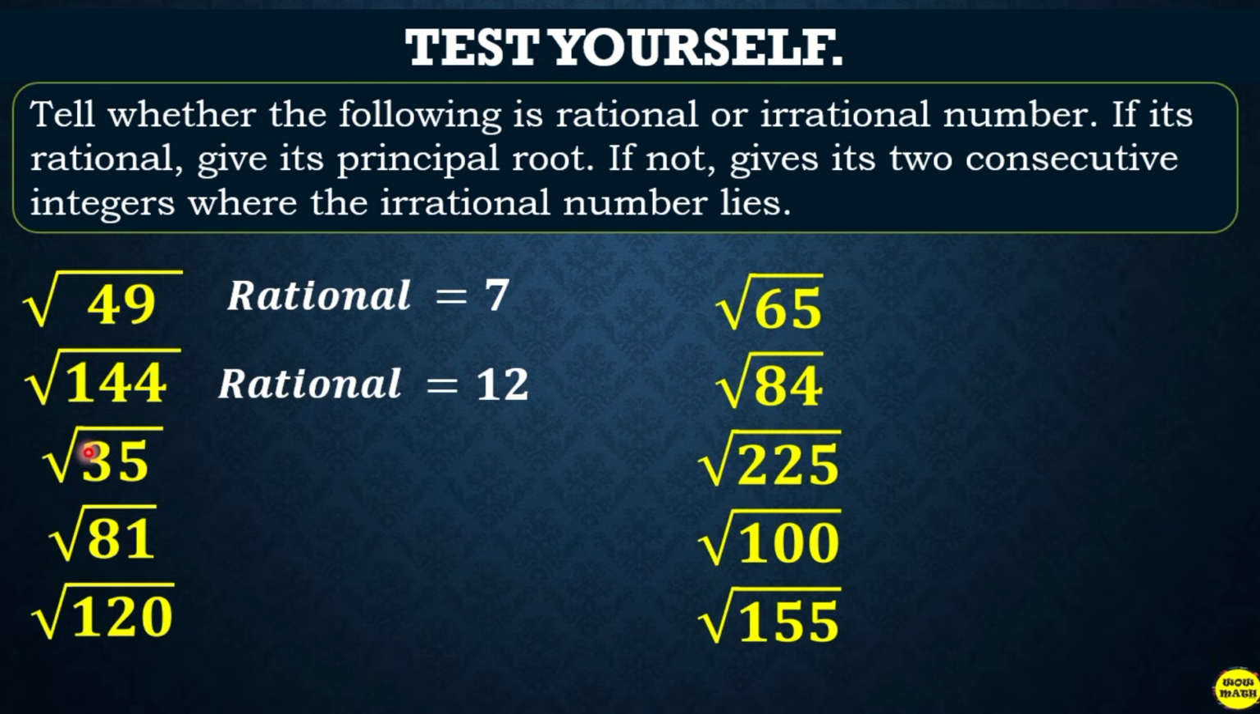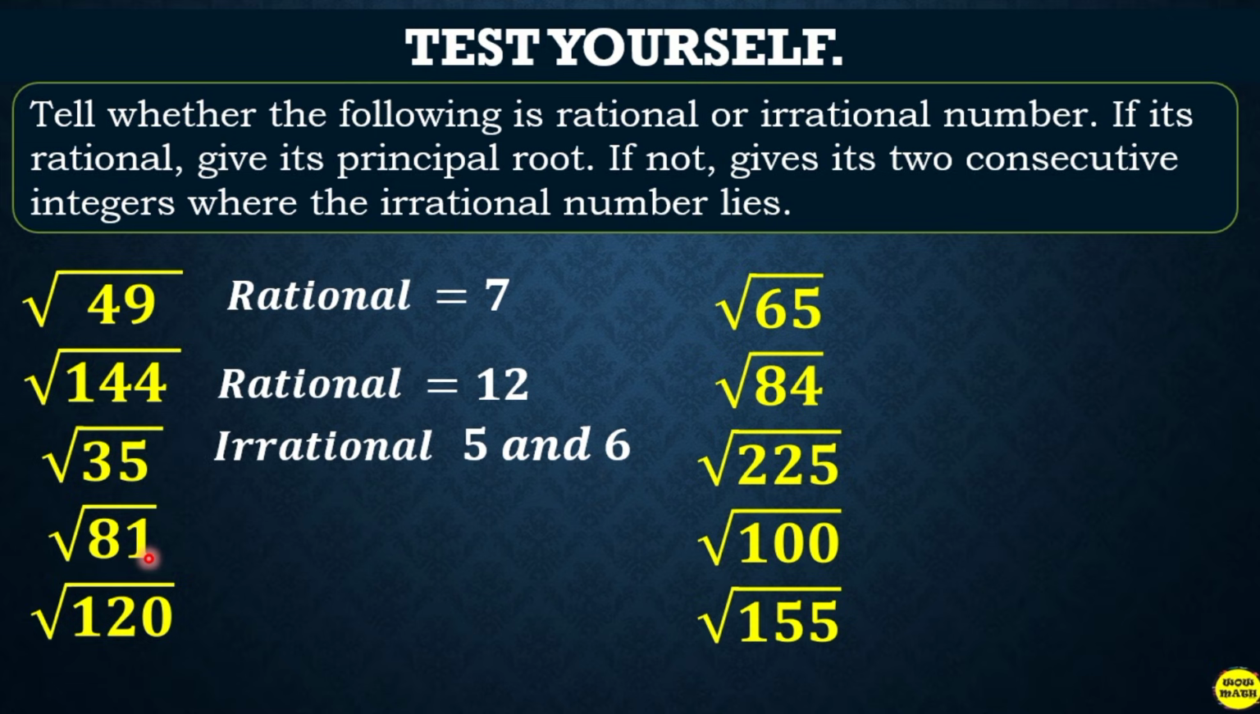Next, square root of 35. So, 35 is not a perfect square. So, therefore, this is irrational. Okay? And since this is irrational, we will be getting two consecutive integers. So, saan napapagitna si square root of 35? Nasa gitna siya ni square root of 25 at ni square root of 36. So, si 25 at 36, 5 and 6. Okay?